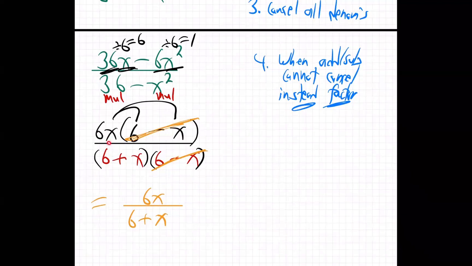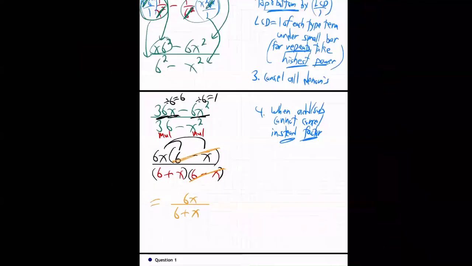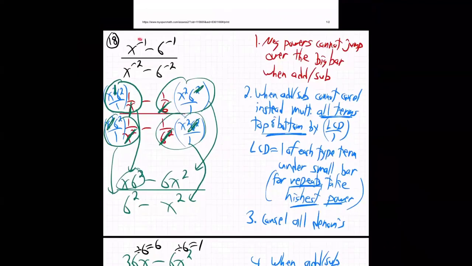That last step we had to factor out, which was a tricky step. So there we go. So again, from the beginning, negative powers, they cannot jump across the major bar when you have adding, subtracting. If we had times, they would just jump across the major bar. That'd be easy. But adding, subtracting always makes everything hard. You got to jump them in place. And then you got to do the LCD, which is one of each type of item under the small bar. Repeat to take the higher power. So we had to take x squared and 6 squared over 1.